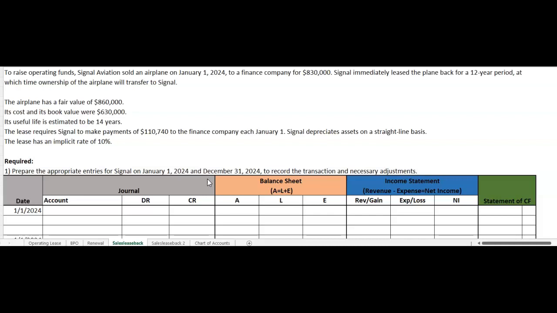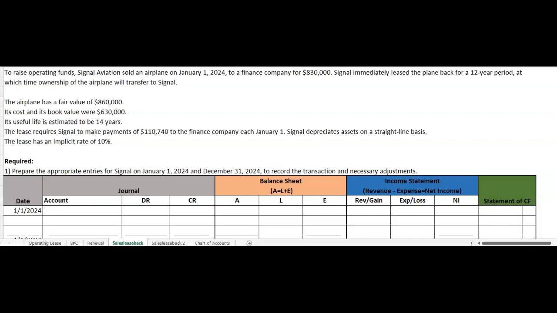So we've got a transfer of ownership to the lessee at the end of the term. So this would indeed qualify as a finance lease. And once it qualifies as a finance lease, we have to treat this under the financing arrangement, not as if it's a lease. Okay? So the airplane has a fair value of $860,000. Its cost and its book value were $630,000. Its useful life is estimated to be 14 years. The lease requires Signal to make payments of $110,740 to the finance company each January 1st. Signal depreciates assets on a straight line basis. The lease has an implicit rate of 10%. Prepare the appropriate entries for Signal on January 1st and December 31st to record the transaction and necessary adjusting entries.